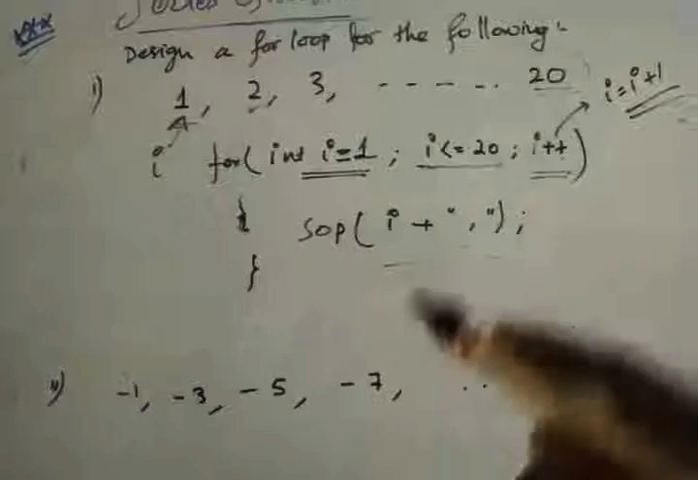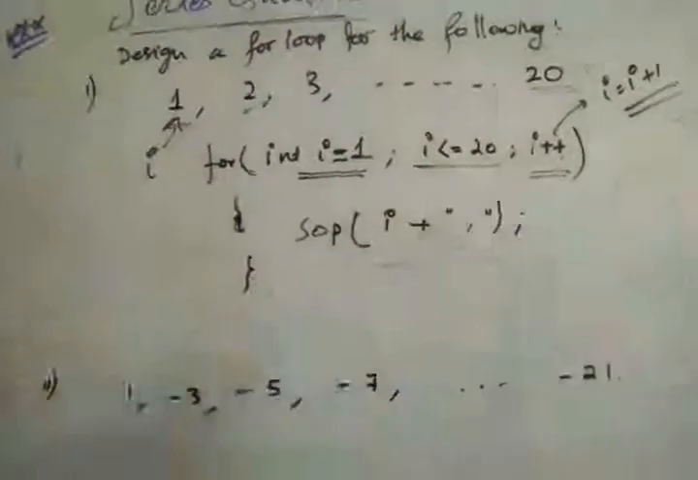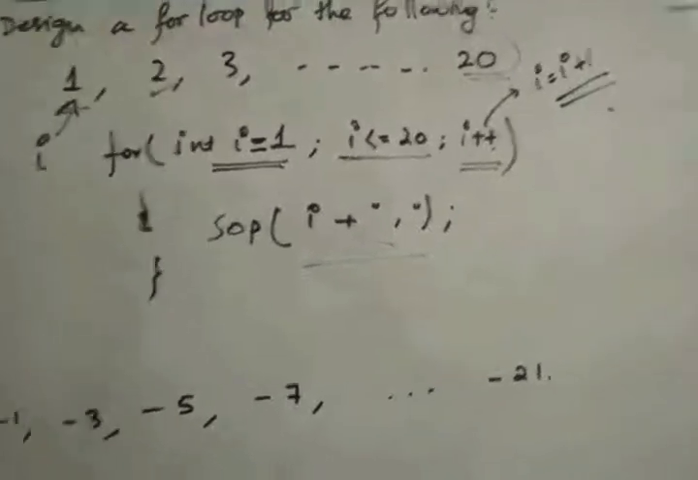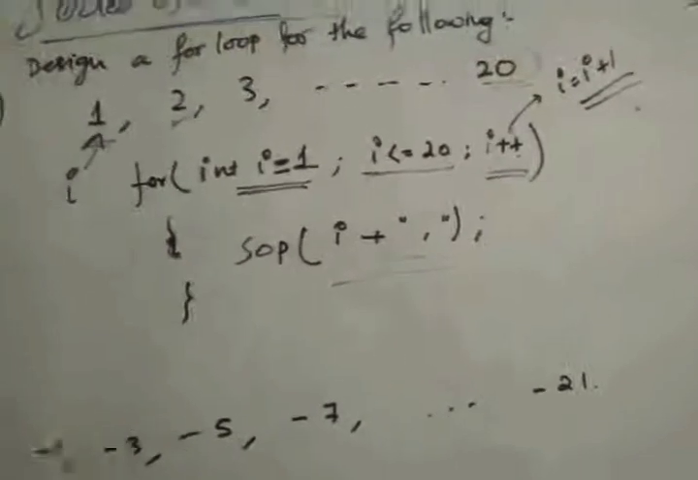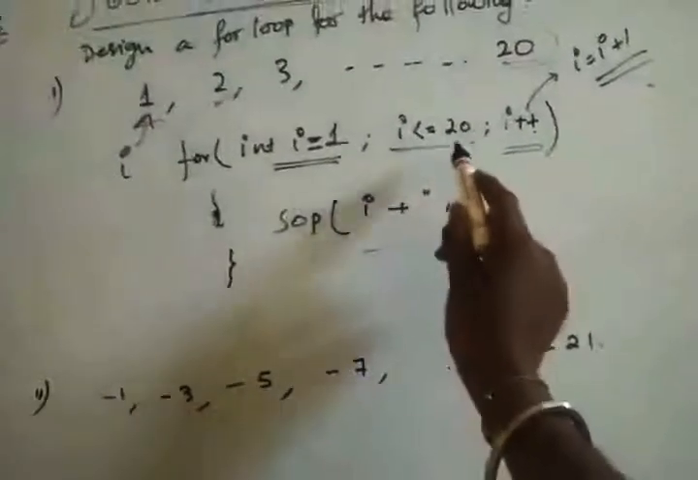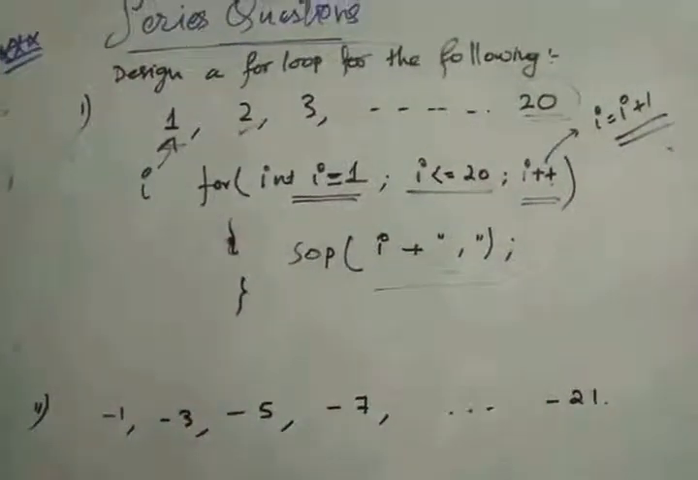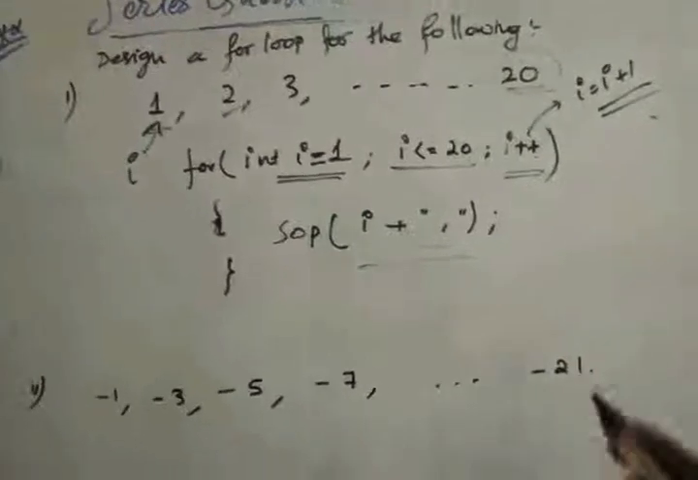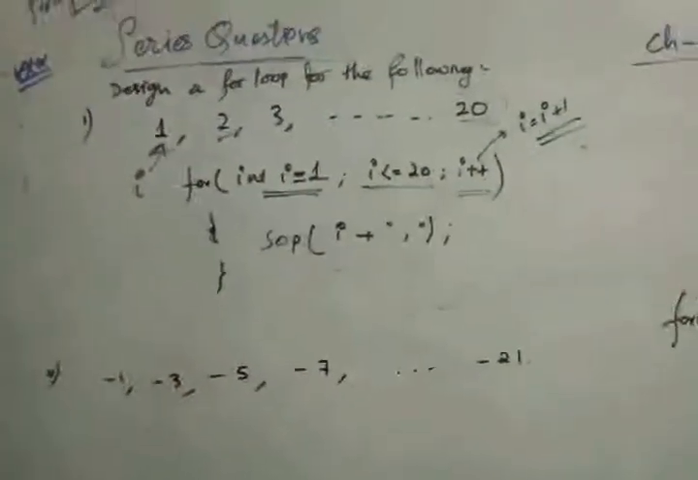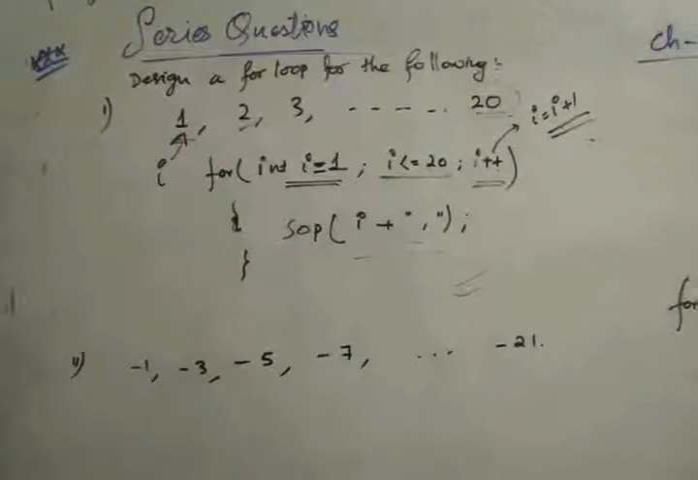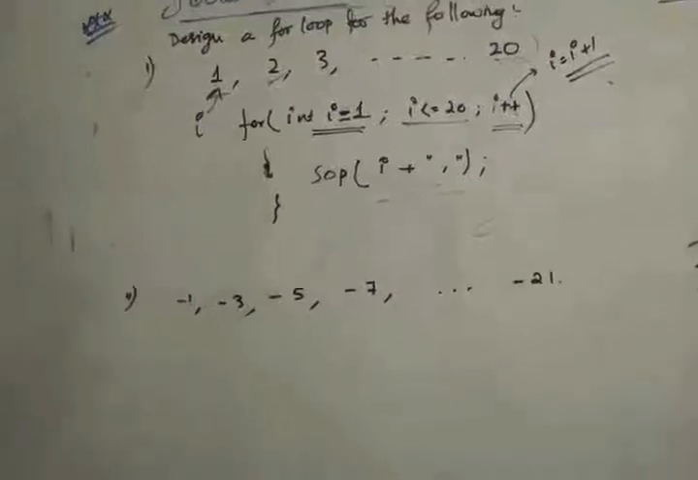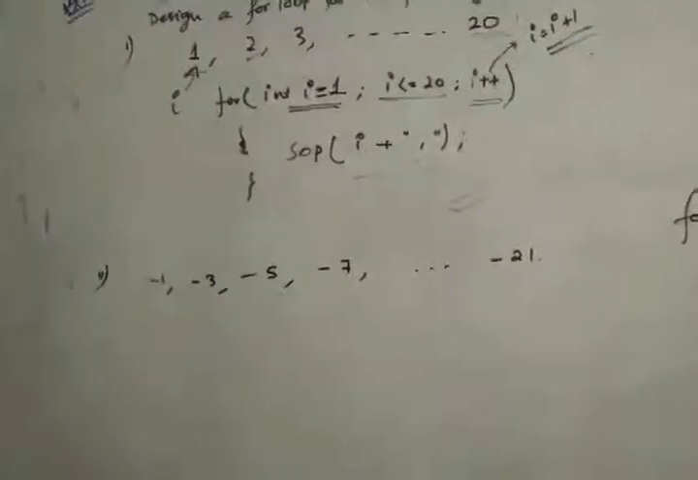Next I value is 21. Since I plus plus after 20, the value of I will change to 21. Is 21 less than 20? See the condition. 21 is less than 20? No. 21 is equal to 20? No. So the loop will stop. Okay, this is how you design a for loop. Understood? Clear all of you? Now next we'll try to see the next question. The same method will be followed in the next question.